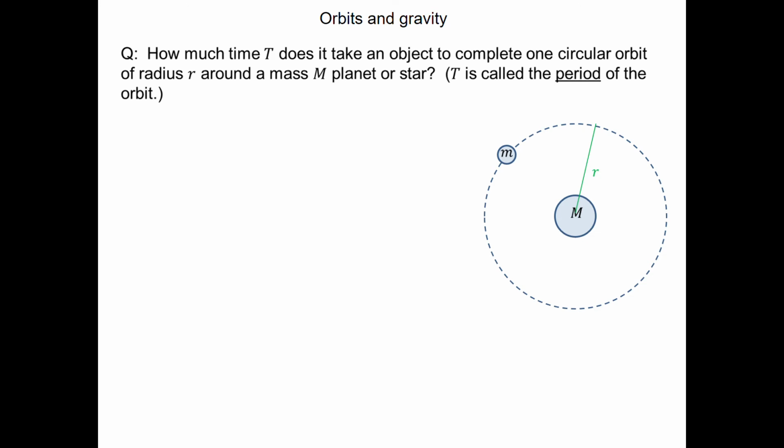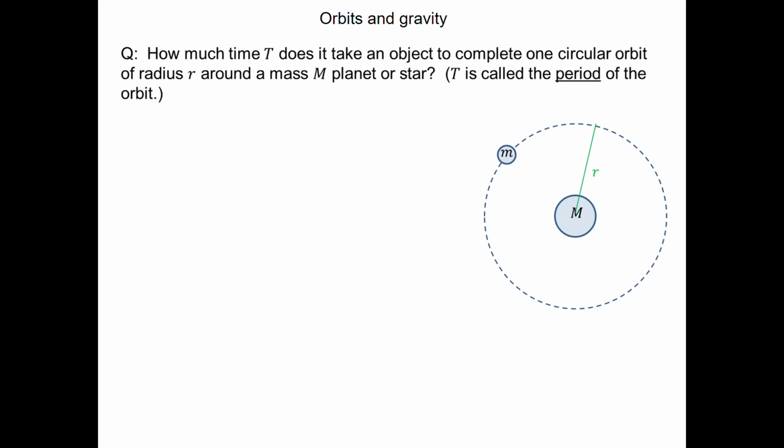All right, next question. Again, we'll assume an object of mass m in a circle of radius r about an object of mass capital M, and the question we want to address now is how much time does it take to complete one complete circuit around that planet? That's called the period. Anytime you have something that's repeating its motion over and over again, we usually call the period the amount of time it takes to do one complete circuit before it starts repeating again. So for a circular orbit, that's just how much time it takes to go around.